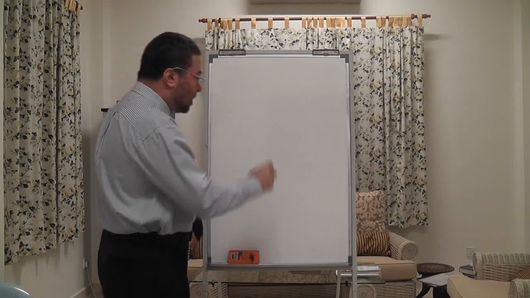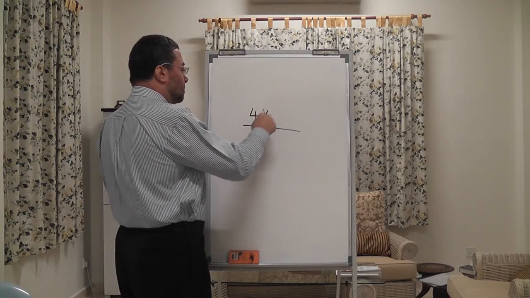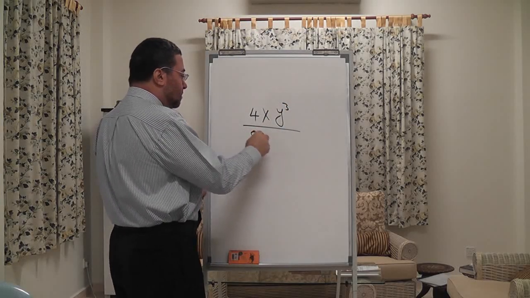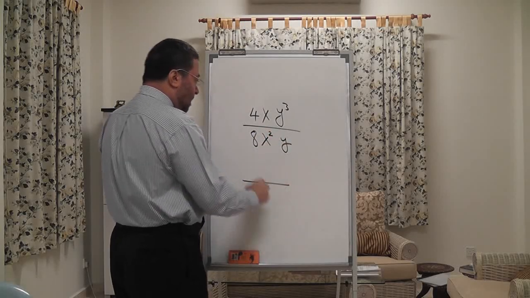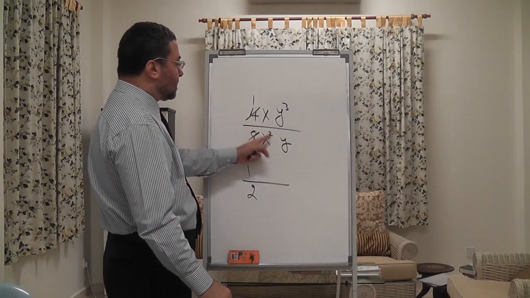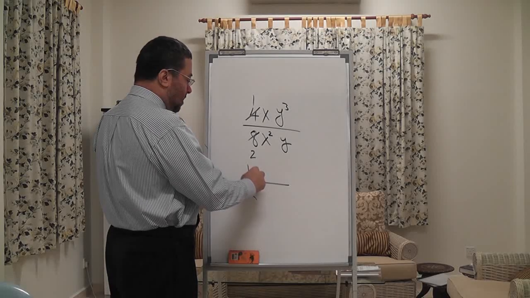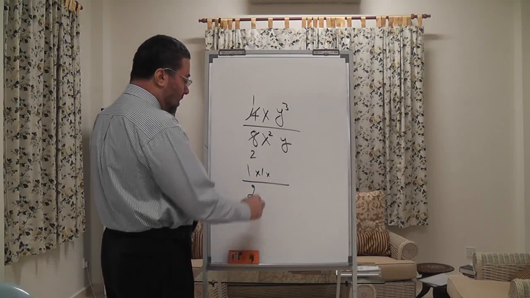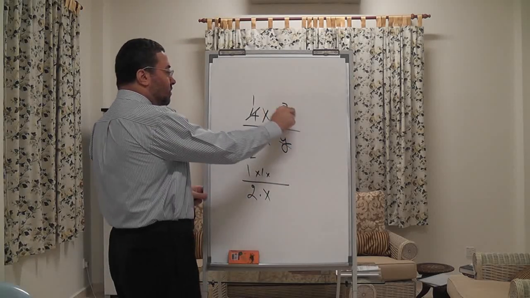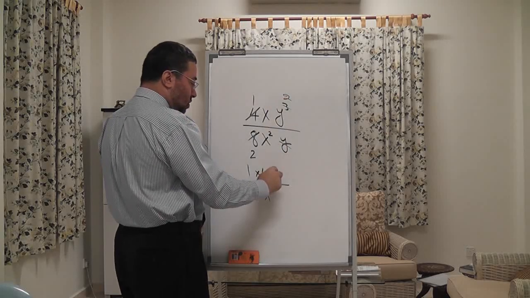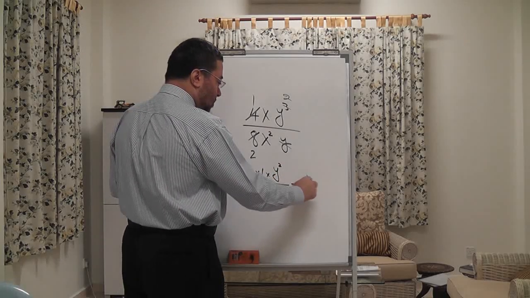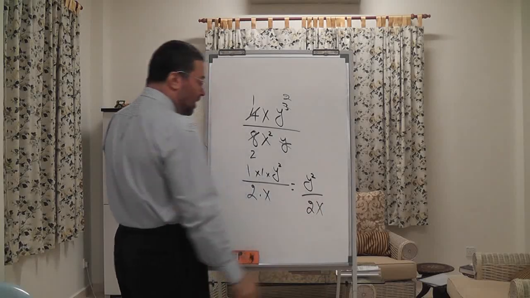Number 8, 4xy cubed over 8x squared y. The numbers cancel, 1, 2, so we have here a half. 1x cancels 1x, so we can put here times 1 just to illustrate, and in the denominator we have 1x, and here this y cancels one of the y's here, so we are left with y squared. So in the numerator we have 1 times y squared, that's y squared over 2x, and that's the answer.